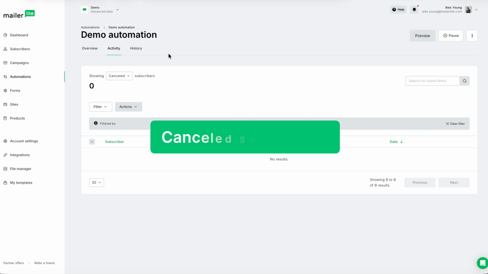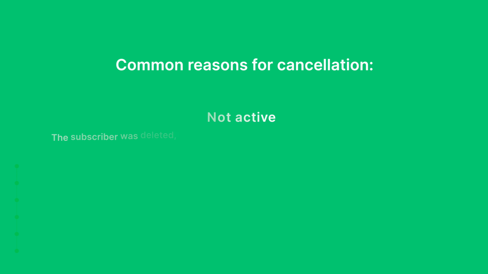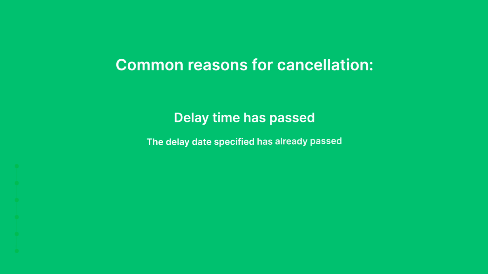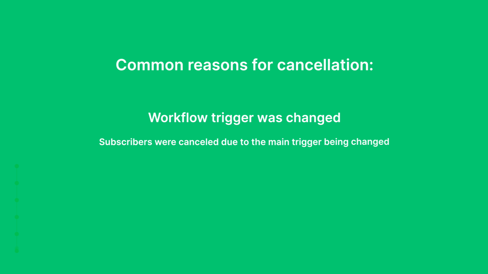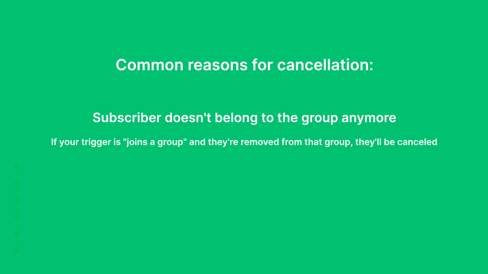The Canceled section displays subscribers who were removed from the workflow. You'll see the time and date that they were canceled as well as the reason. Some common reasons might include not active, if the subscriber was deleted, unsubscribed, or bounced before completing the workflow. Delay time has passed, the delay date specified has already passed. Workflow trigger was changed, subscribers were canceled due to the main trigger being changed, or the subscriber doesn't belong to the group anymore. If your trigger is joins a group and they're removed from that group, they'll be canceled.